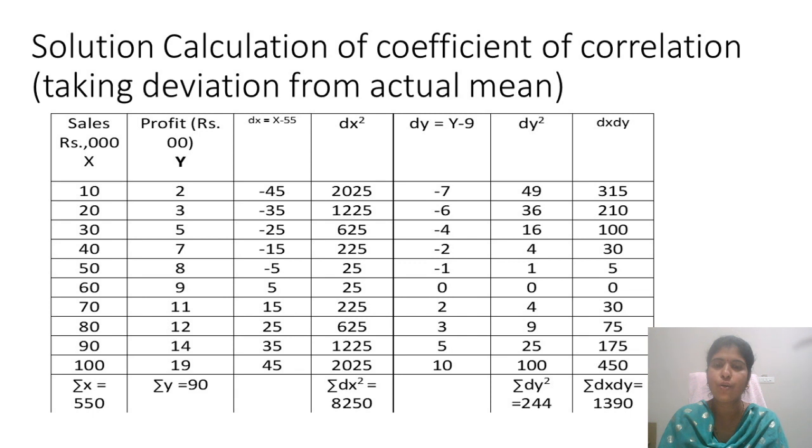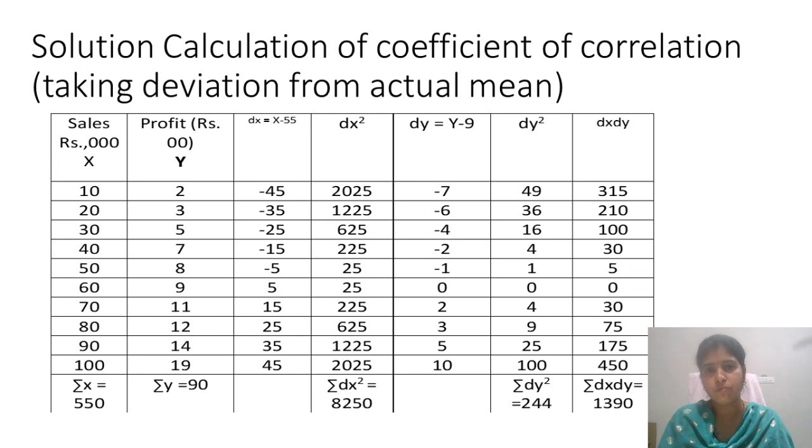Now next step, what do we do? Dy is equal to y minus 9. How did we get this? That is, y column minus 9. That is 2 minus 9 is minus 7. 3 minus 9 is minus 6. 5 minus 9 is minus 4. 7 minus 9 is minus 2. 8 minus 9 is minus 1. 9 minus 9 is 0. 11 minus 9 is 2. 12 minus 9 is 3. 14 minus 9 is 5. 19 minus 9 is 10. That is your y column.